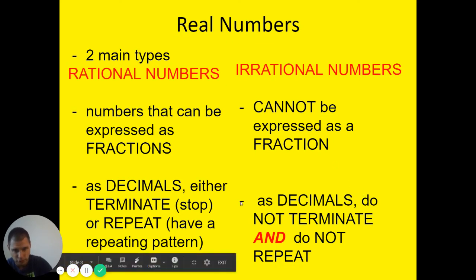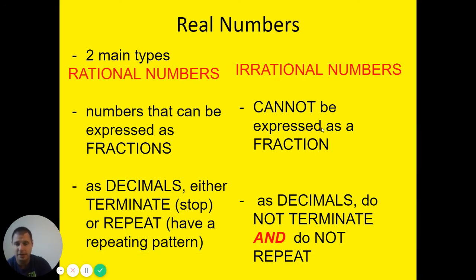Now, an irrational number cannot be written as a fraction. So you cannot take a decimal that's irrational and represent it as a fraction. As decimals, irrational numbers do not terminate and they do not repeat. So what that means is that basically it's a number that goes on forever and has no repeating pattern in it. That is an irrational number.